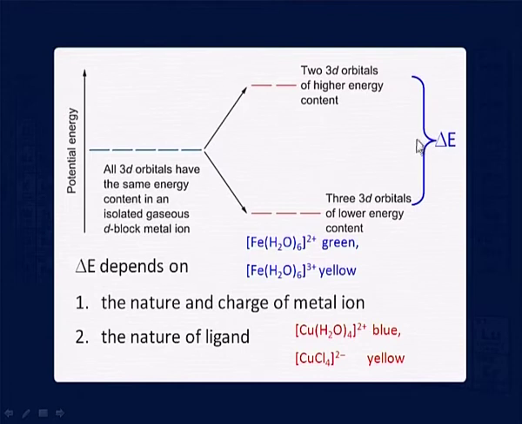Now, the question comes: the splitting of the d orbitals into these two eg and t2g groups depends upon the nature of the ligand. That is how this delta E changes with the change in the nature of the ligand. So, on what factors does delta E depend? It mainly depends on 3 factors. So, let us understand them one by one.